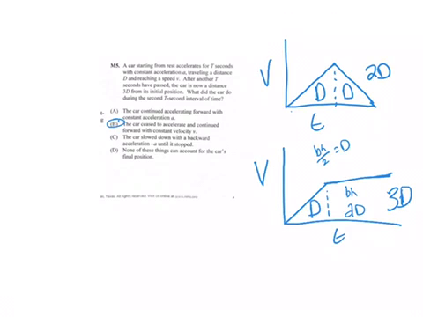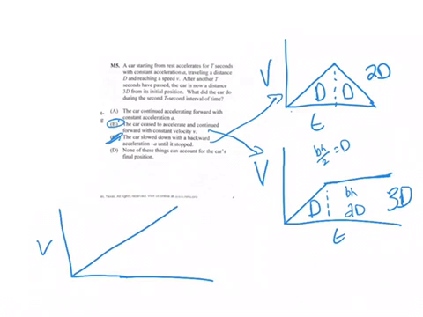The car ceased to accelerate and continued forward at a constant speed. If the car slowed until it stopped, it would be this one. B is this one. But what about A? A would be if it continued to speed up.